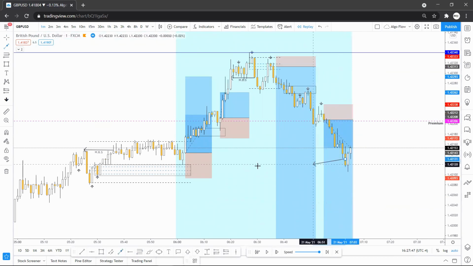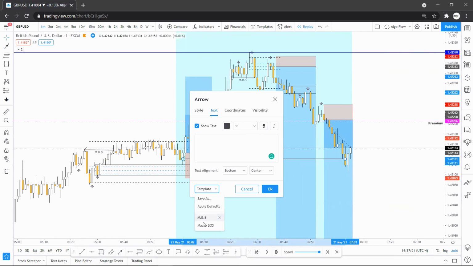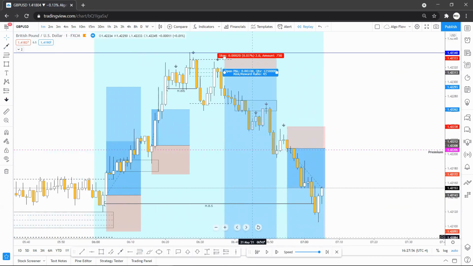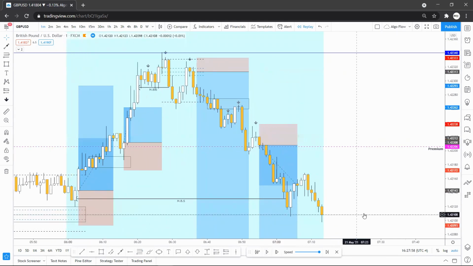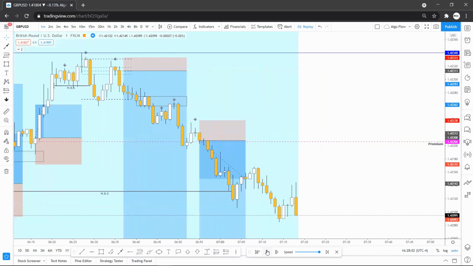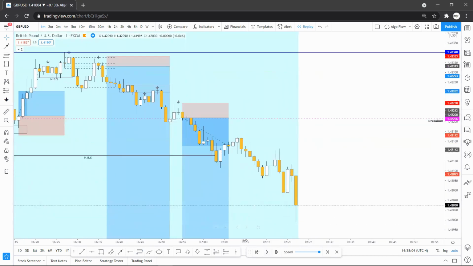The key for me to confirm this sell was the fact that we broke below pre-NY low. That was my key. We broke below pre-NY low. All right, now I'm patiently waiting for a retest of my supply level once more.